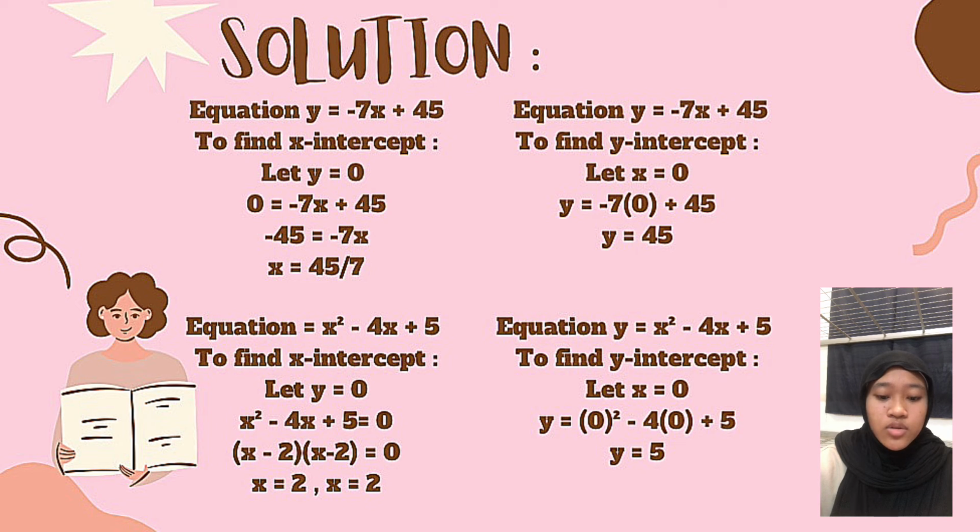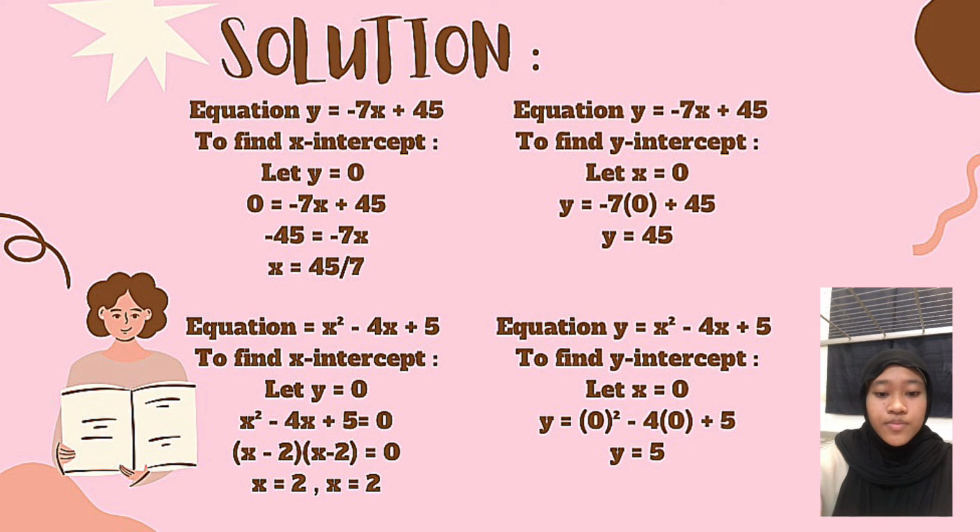For y equals negative 7x plus 45, to find the x-intercept, let y equals 0, so it will become 0 equals negative 7x plus 45. Then we move 45 to the left and get negative 45 equals negative 7x. Then x is 45 over 7. Next, to find the y-intercept, let x equals 0, then y equals negative 7 times 0 plus 45. Then y equals 45.